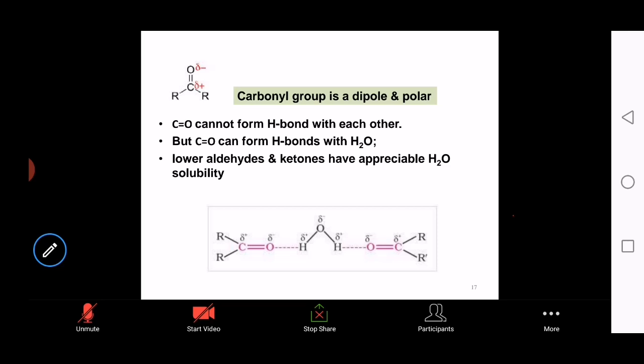But it can form hydrogen bonds with water molecules, because water has H, H2O. So lower aldehydes and ketones have appreciable H2O solubility. The lower aldehydes and ketones can dissolve in water. Why? Because they can form hydrogen bonds with water. You can see the diagram, which is an example of a hydrogen bond between a ketone and a water molecule.